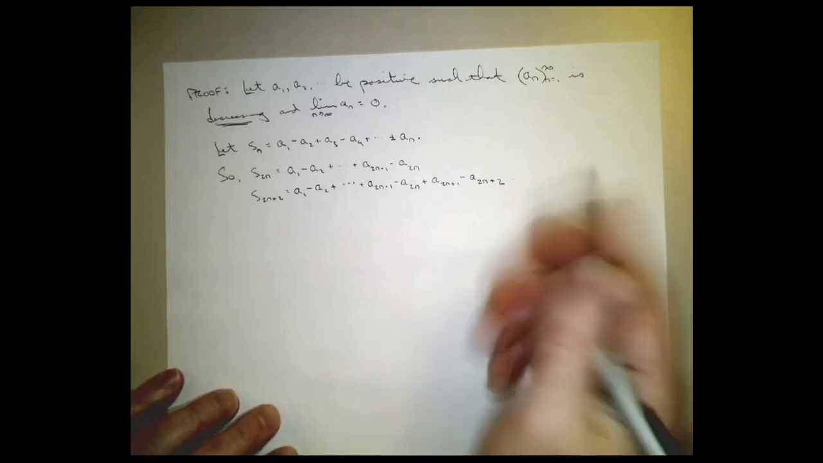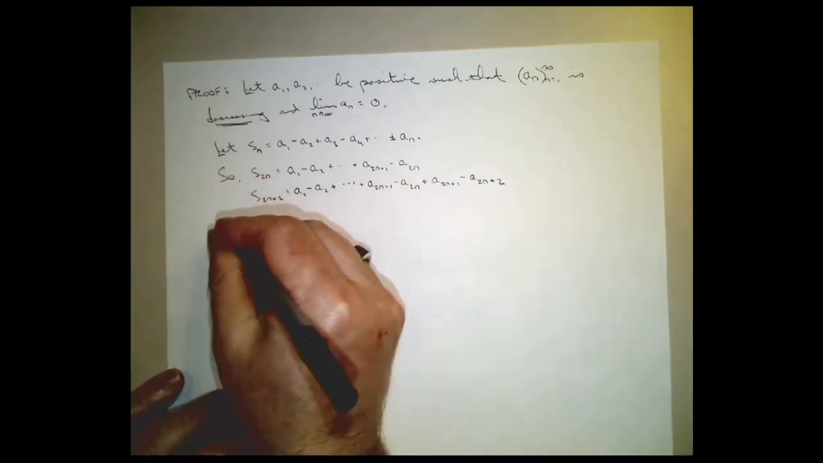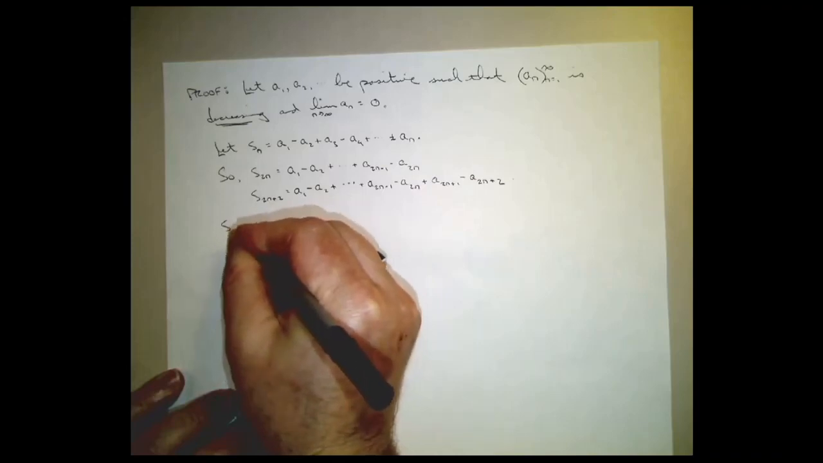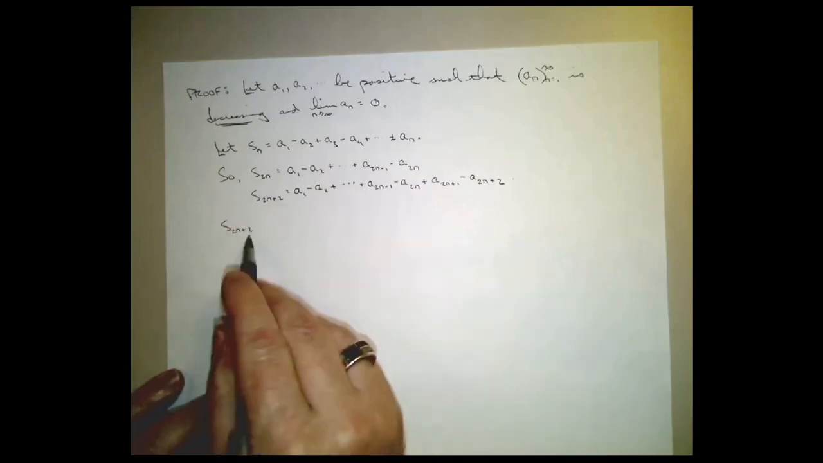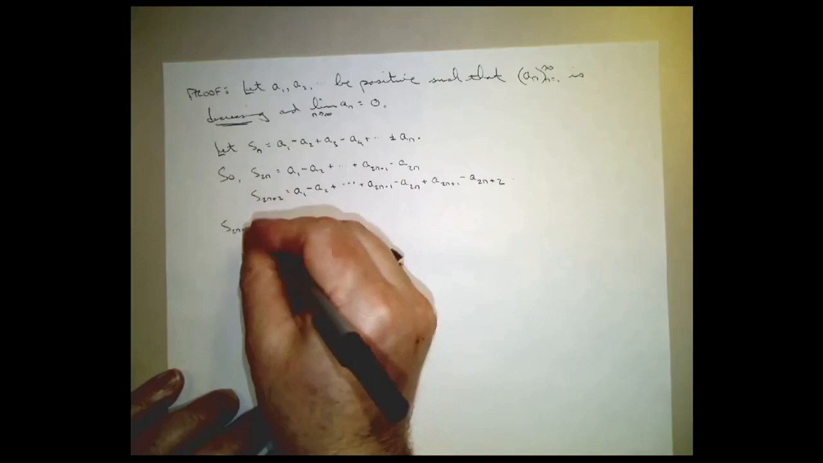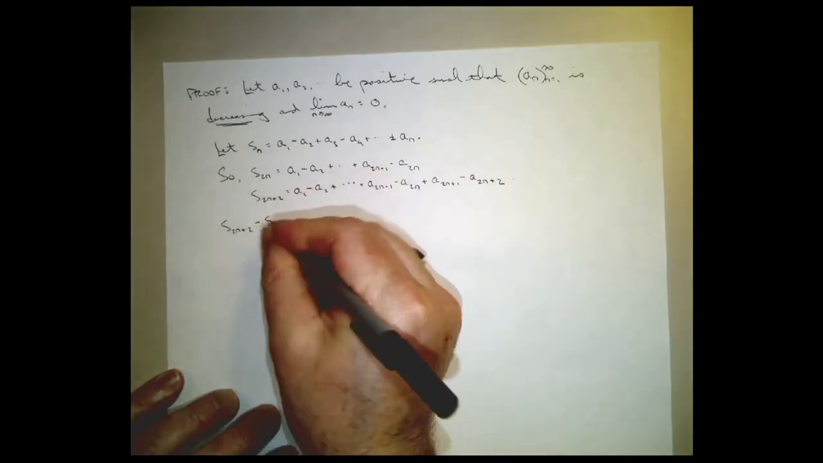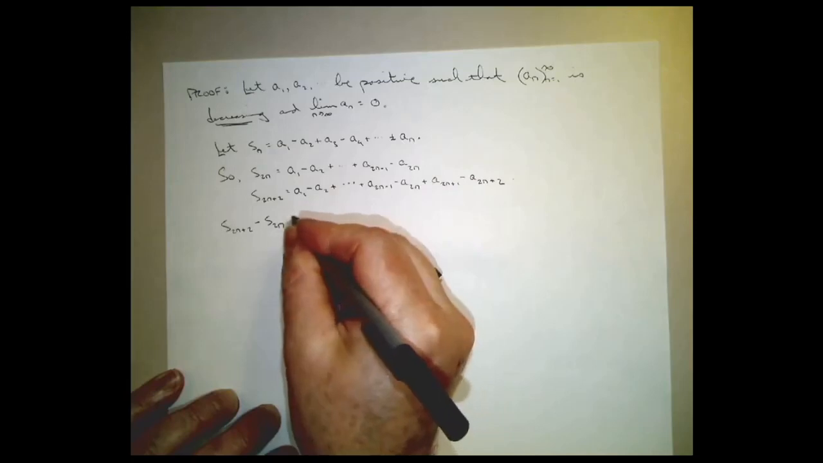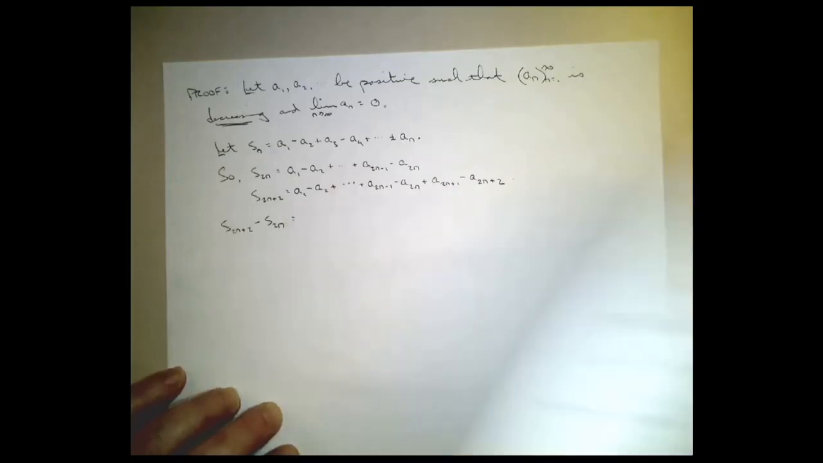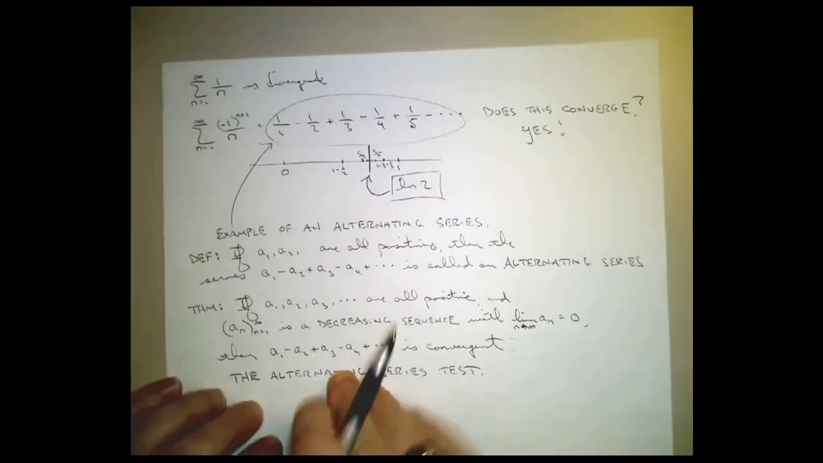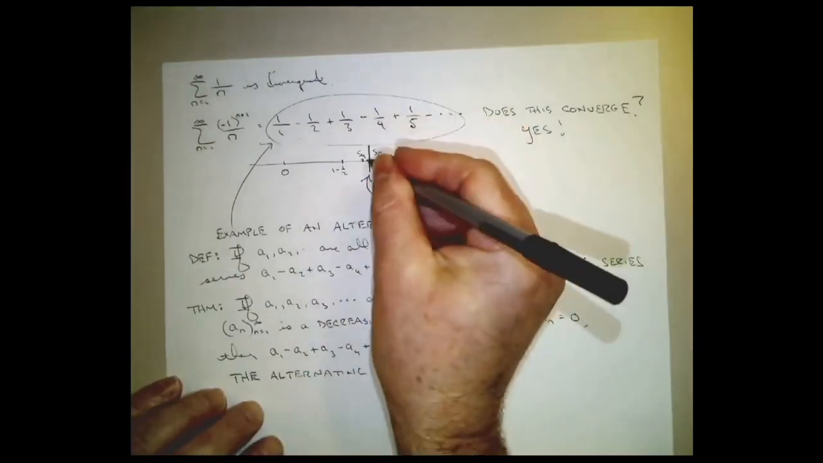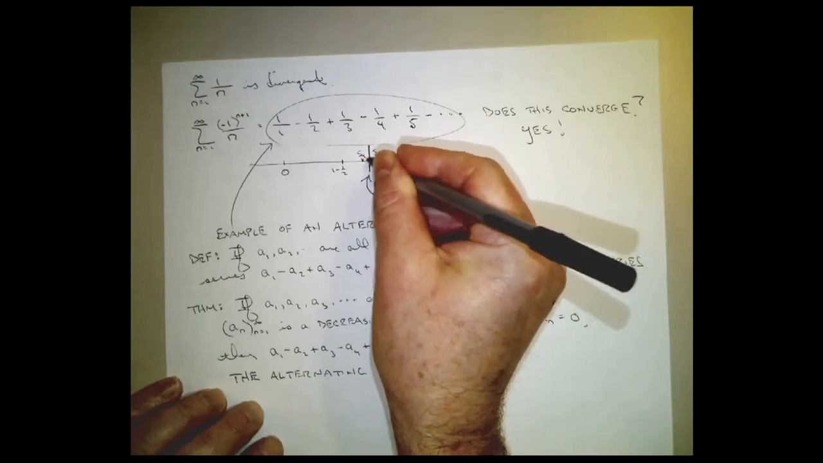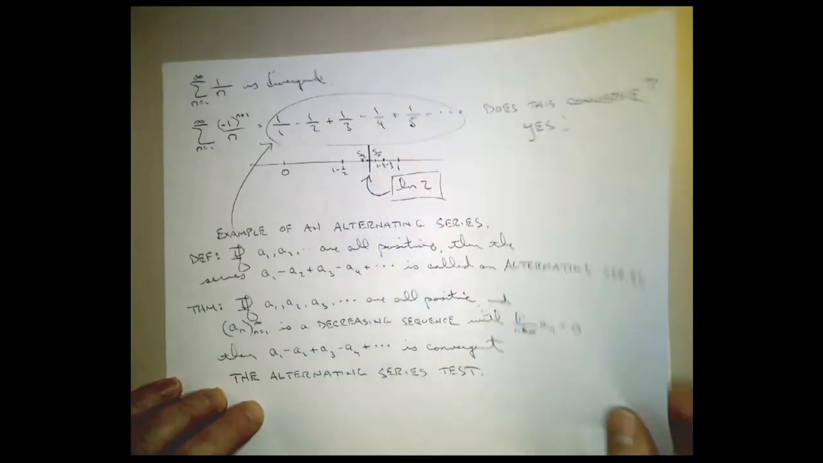I can do that by looking at what happens if I take the 2n plus 2th partial sum and subtract the 2nth partial sum from it. Now, if our observation was correct, whenever I take, say, S6 minus S4, I ought to get something that's positive, something greater than 0. And that's what I want to prove.